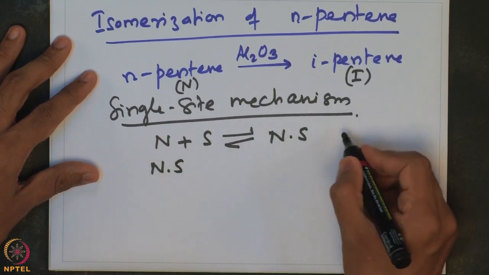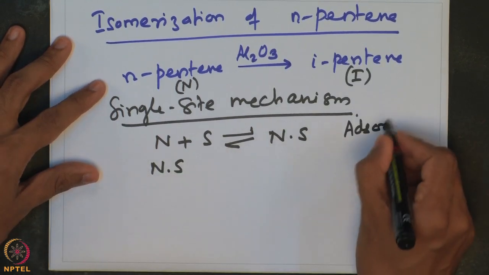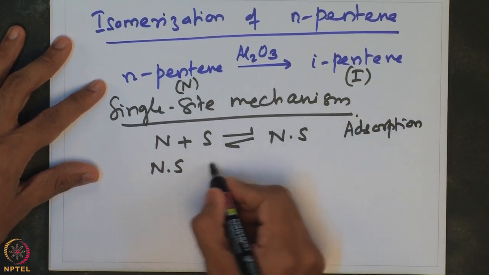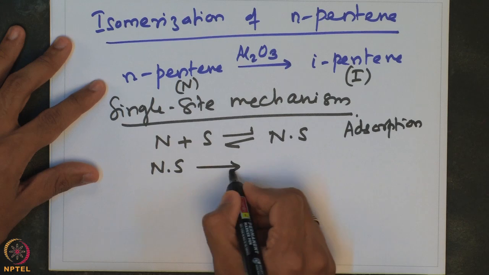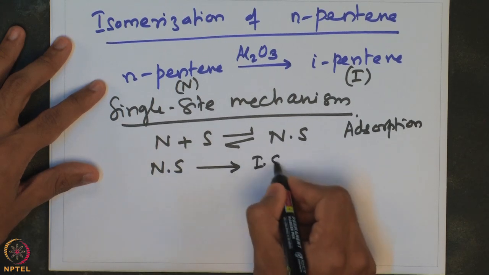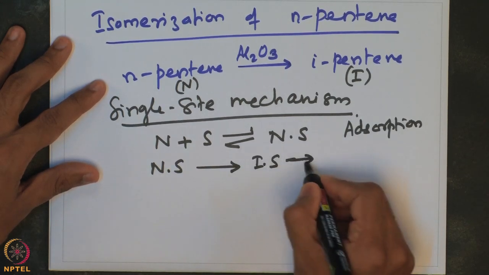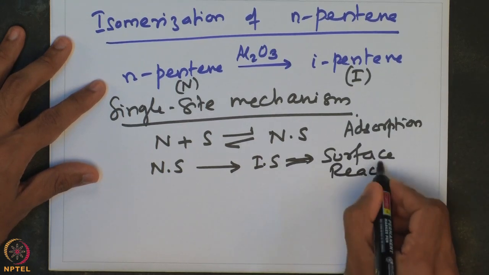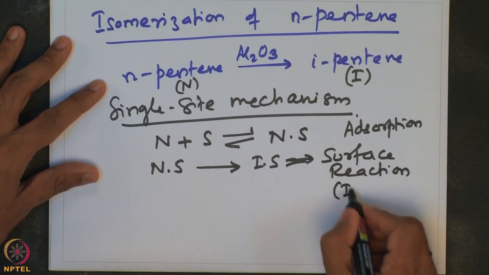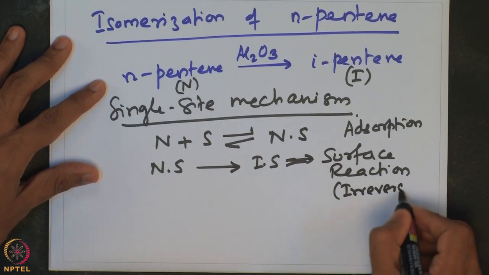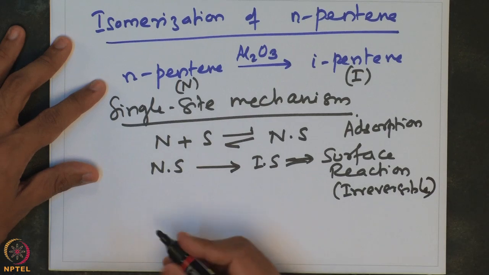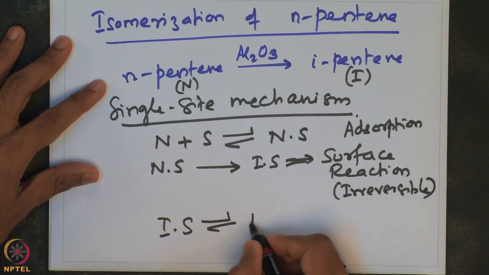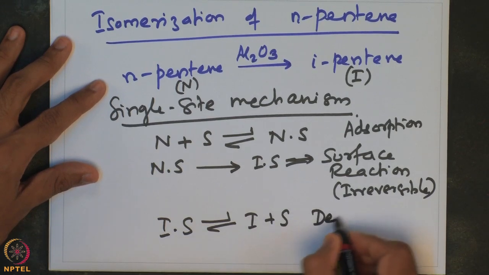N adsorbs onto the site, and it's a reversible adsorption step. Then we assume that NS irreversibly forms IS, and this is the surface reaction, an irreversible surface reaction. Then we assume that IS reversibly undergoes a desorption process.